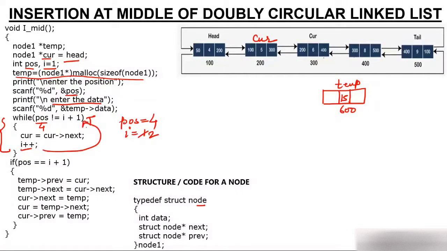Now I'll again check the condition. What is position? 4. Is 4 not equal to I plus 1? What is I now? 2. 2 plus 1. Is 4 not equal to 2 plus 1? Yes. 4 is not equal to 3. The condition again becomes true. I'll move current.